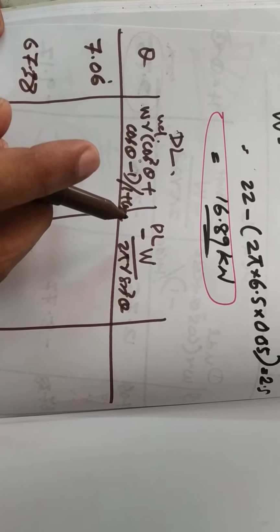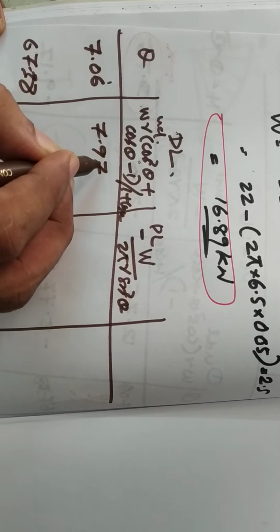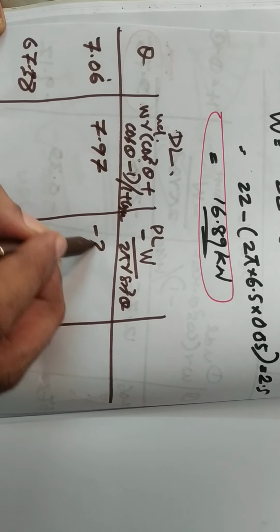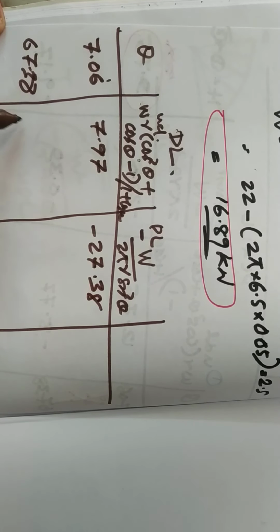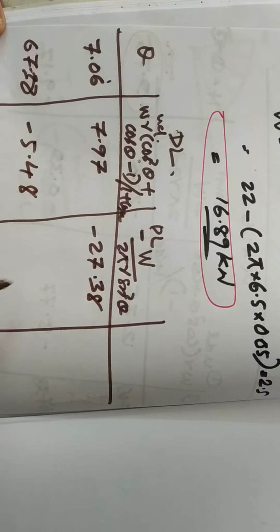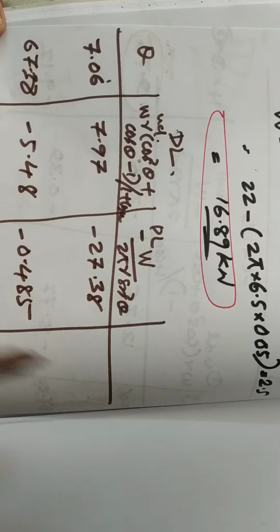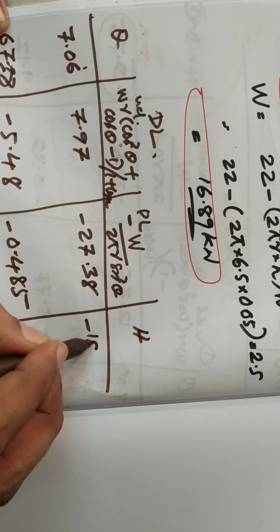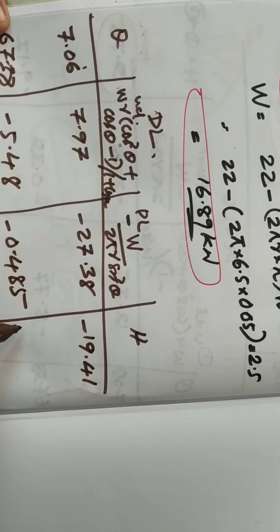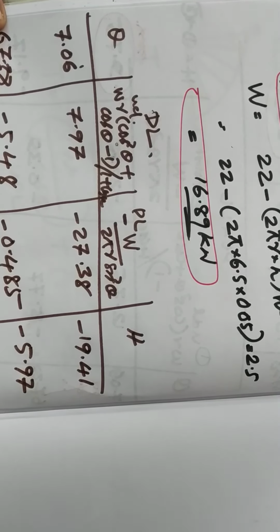So I have calculated it, and it is coming for me 7.97 for UD load. Point load it is coming minus 27.38, and with the 67 degree it is coming minus 5.48, and it is coming minus 0.485. So when you add, total H is minus 19.41, and here it is minus 5.97. Okay, so the higher value is this one.